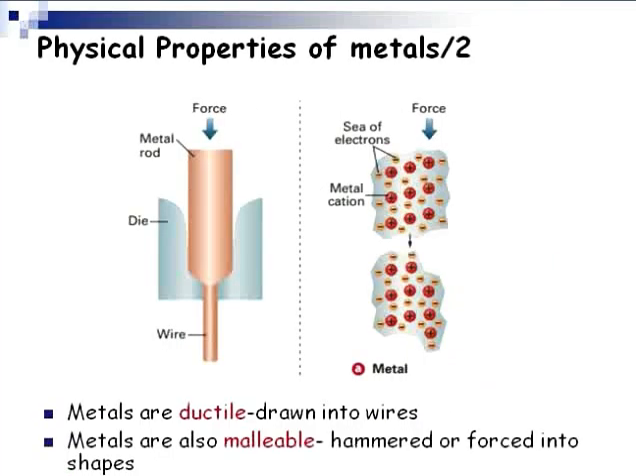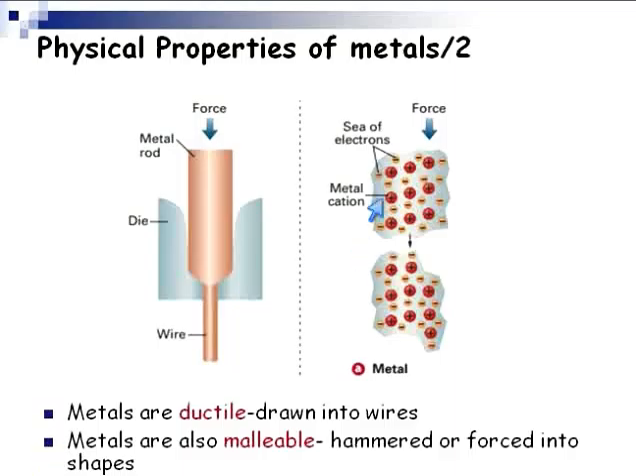Some other properties of metals. Metals are ductile, meaning they can be drawn into wires. And so you can push a metal in and compact it, and it would be a wire. And also metals are malleable. Malleable means that it can be hammered or forced into shapes.